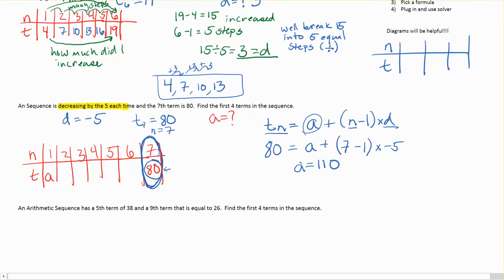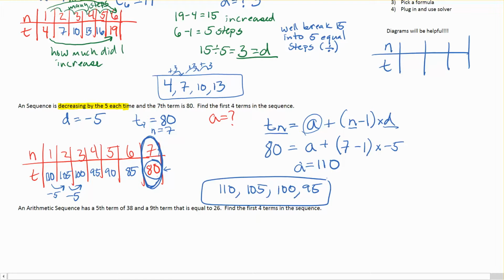And once I know what A is, I can then work backwards, or just carry on with it. So here I've got A is equal to 110. I need to go in steps of -5 down each time, because my D is -5. So 110 minus 5, 105. Minus 5 is 100. Minus 5 is 95. And you can see that this will work out for us, that we get to 80 if we needed it. So the first four terms, my answer would be 110, 105, 100, and 95.